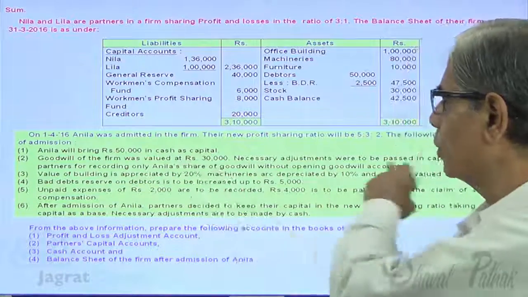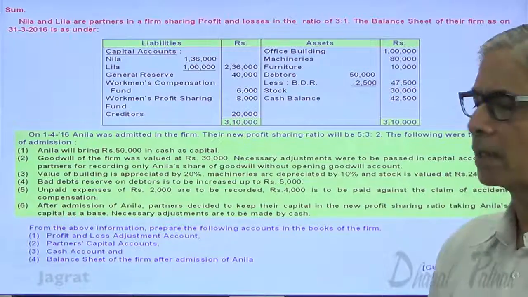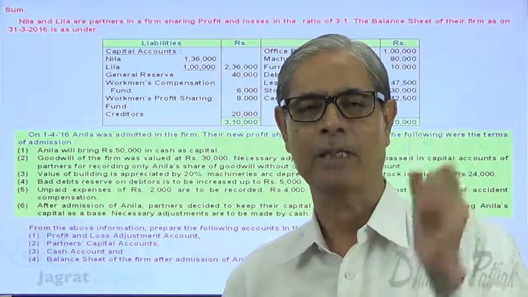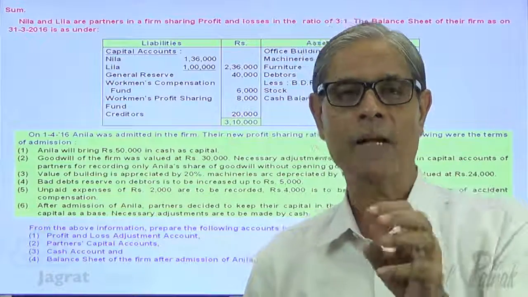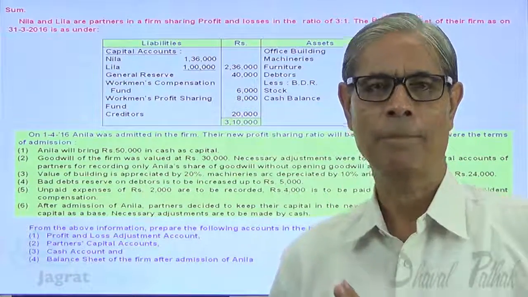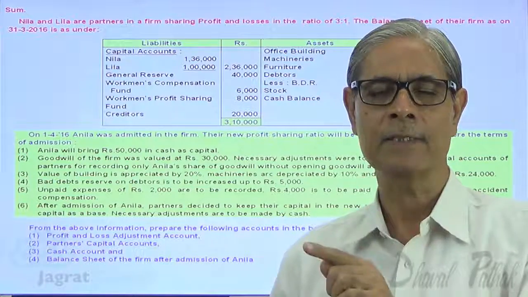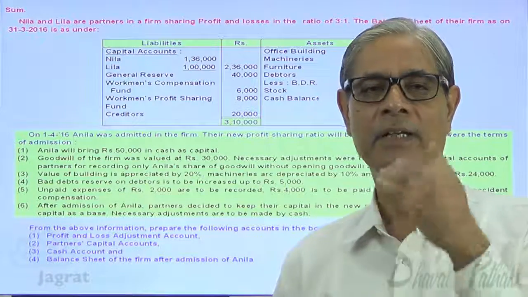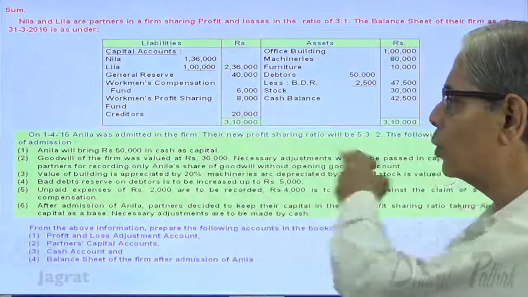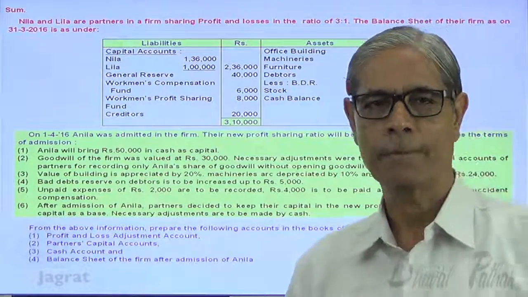Now, goodwill is required to be adjusted to the capital accounts of the partners. Without opening goodwill account means it is to be adjusted in the capital accounts of the partners. The partners who gain the share in profit has to pay for goodwill, and the partner who sacrifice share in profit will get the amount of goodwill. This is the principle. On the basis of that, I am going to consider the goodwill adjustment.